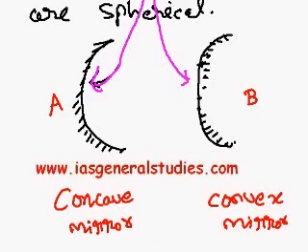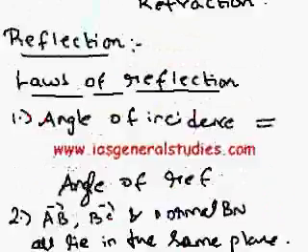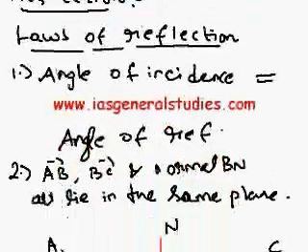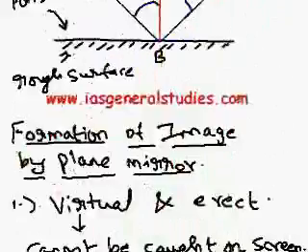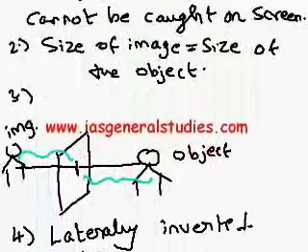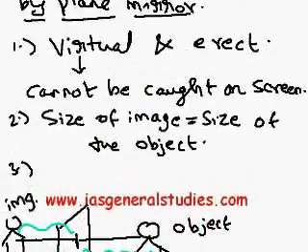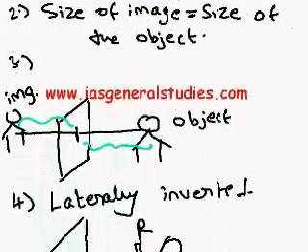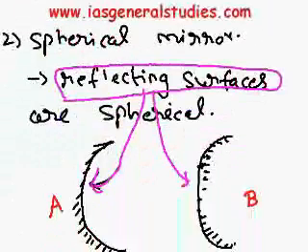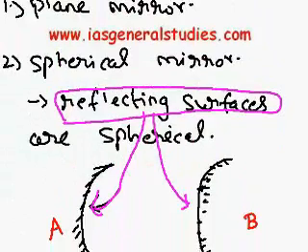In this part there are many chances that some prelim questions may appear regarding the law of reflection. Just be clear with the statements and the image formation by the plane mirror. The size of the image is equal to the size of the object. It's virtual and erect. The third is about the distance. And the fourth is laterally inverted. And we have two types of mirror, a plane mirror and a spherical mirror.